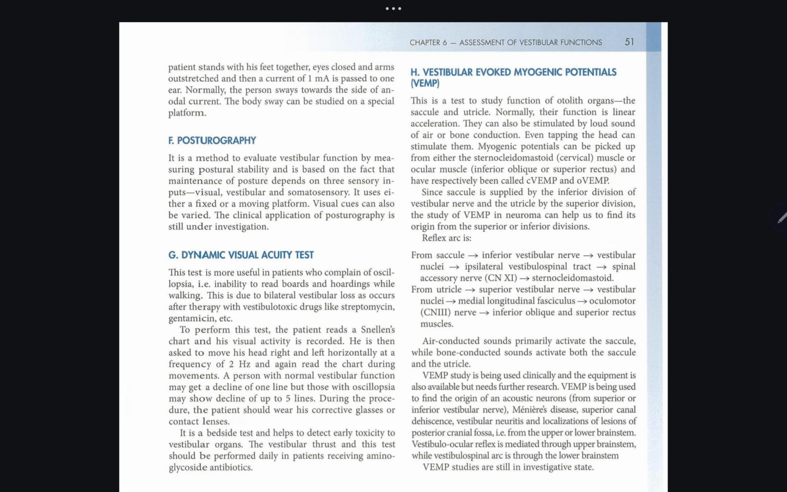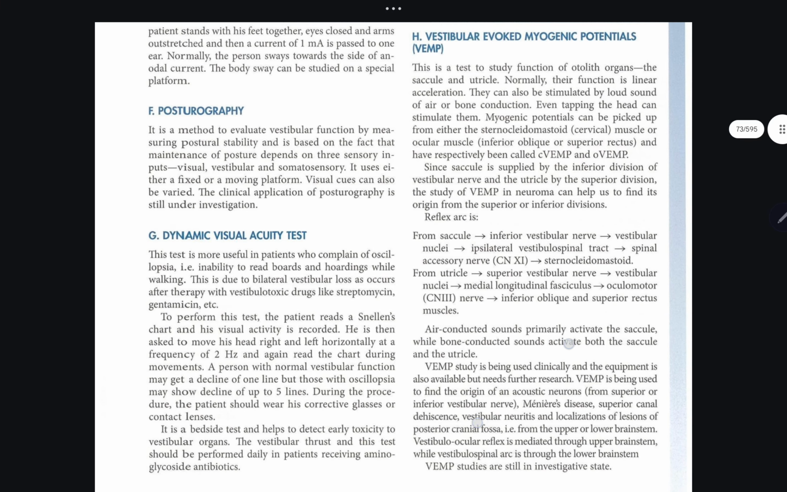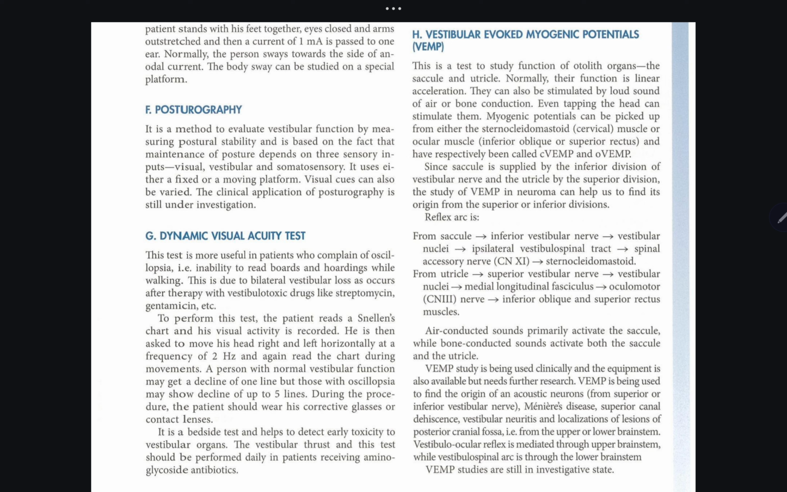Vestibular evoked myogenic potentials (VEMP). This is a test to study the function of the otolith organs, the saccule and utricle. Normally, their function is to sense linear acceleration. They can also be stimulated by loud sound of air or bone conduction. Even tapping the head can stimulate them.